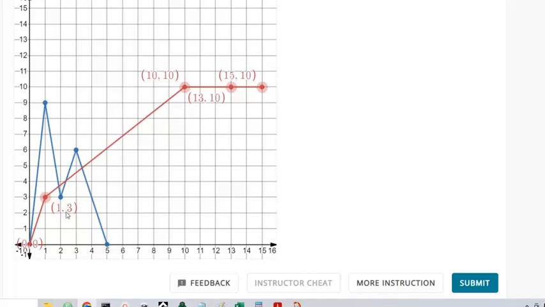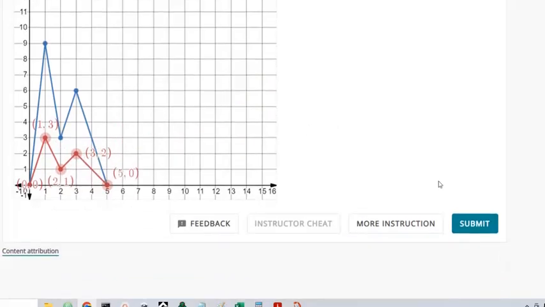That's it. That's all you got to do for each point. So this next point in the blue graph, 2 comma 3. The red graph is supposed to have 1/3 of the y value. So 1/3 times 3 is 1. So at 3 comma 6, 1/3 of the y value should be 2, and then 1/3 of 0 is 0.